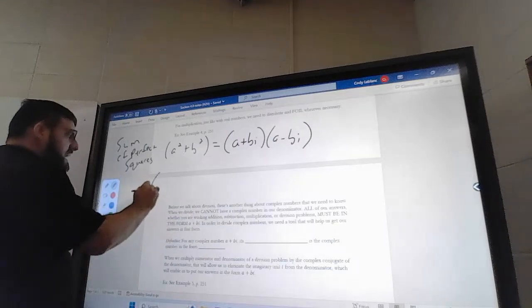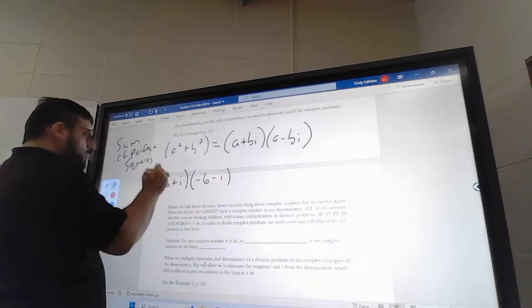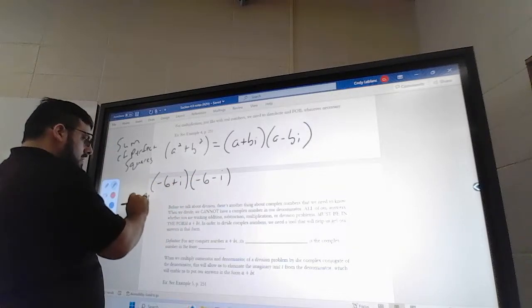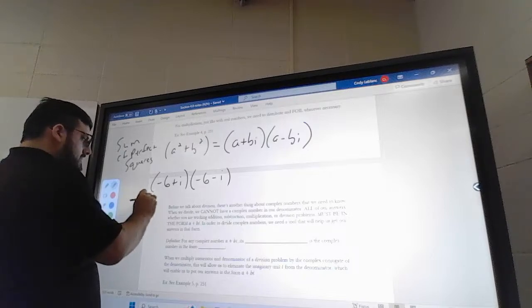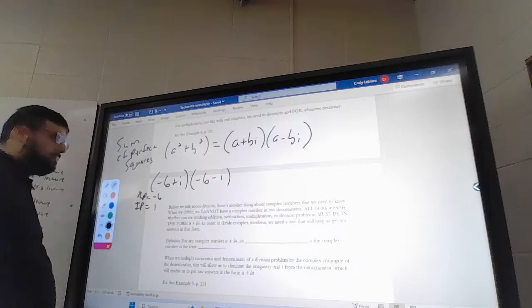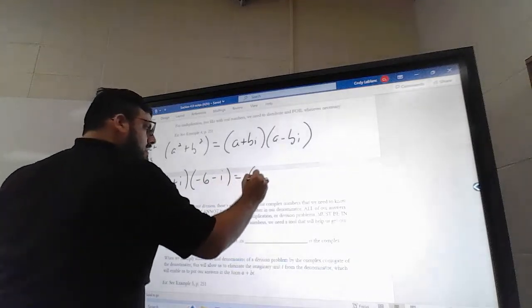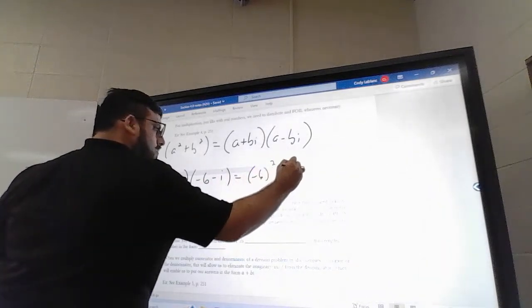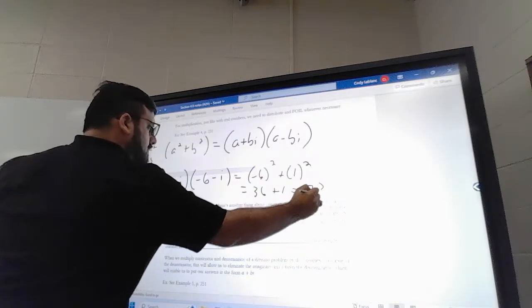So using that same example, -6 plus i, -6 minus i. My real part is -6. My imaginary part is 1. If I square them, -6 squared plus 1 squared, that's 36 plus 1, which is 37, which is what we had before.